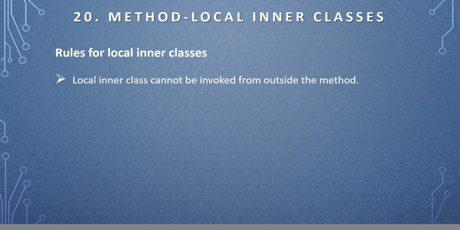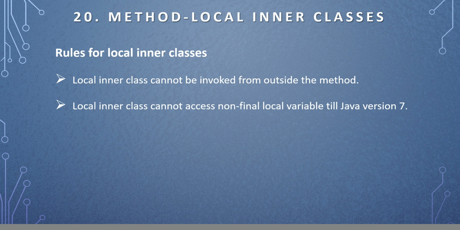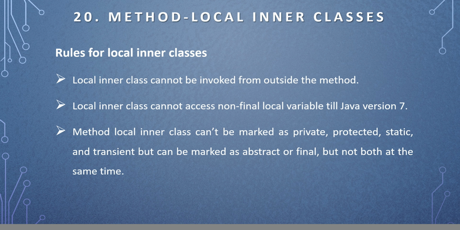Rules for local inner classes. A local inner class cannot be invoked from outside the method. It can be instantiated only within the method where the inner class is defined. A local inner class cannot access a non-final local variable till Java version 7. Since Java version 8, it is possible to access the non-final local variable in the local inner class. A method local inner class cannot be marked as private, static, and transient, but can be marked as abstract or final, but not both at the same time. The same rules as that of general class declaration are applicable here.